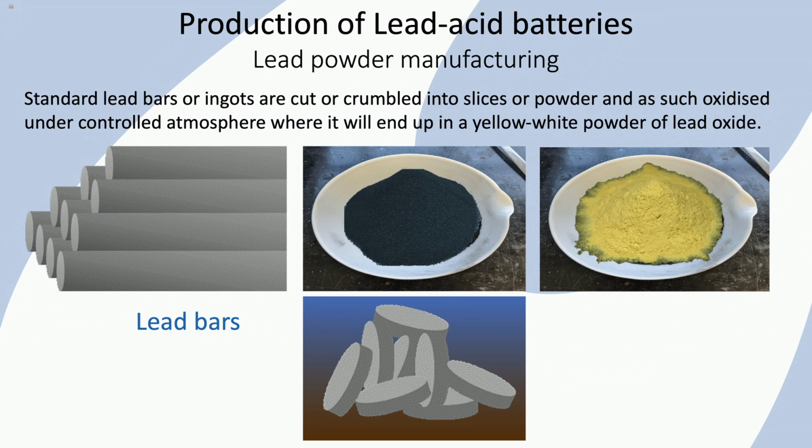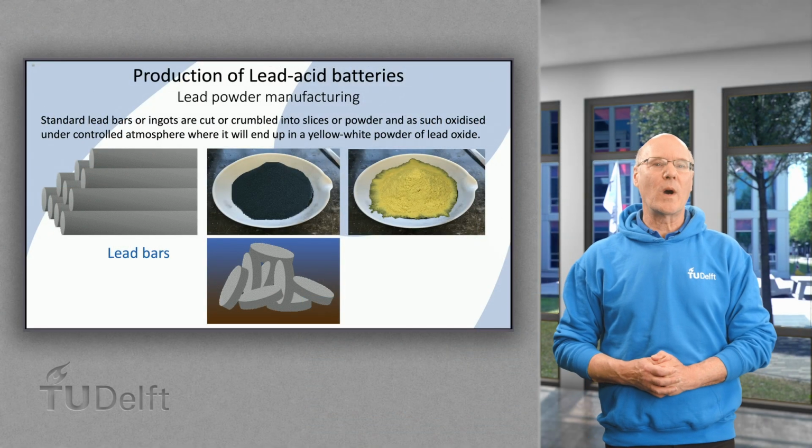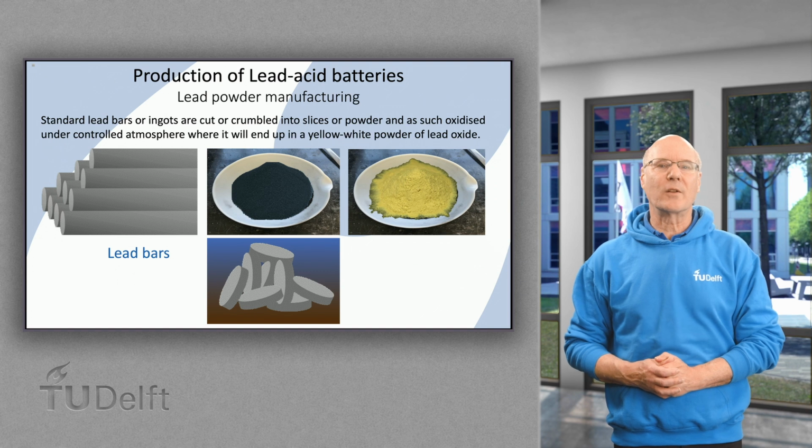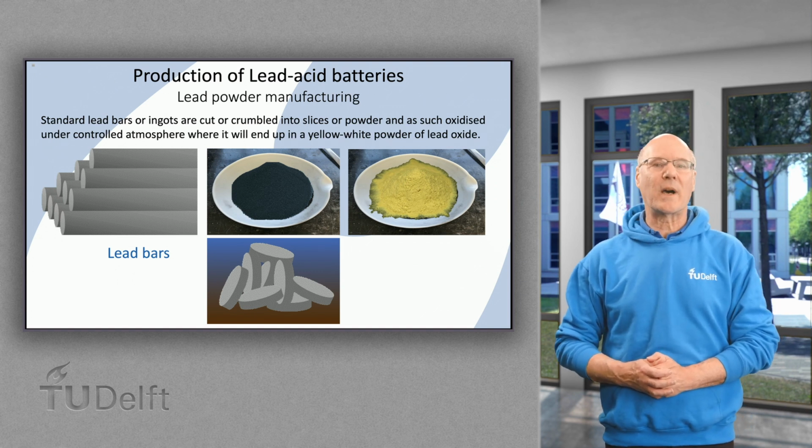The active component of a lead-acid battery obviously is lead. Standard lead bars are crumbled into slices or powder, and as such oxidized under controlled atmosphere, where in the end a white and yellowish powder of lead oxide is being formed. This powder is referred to as lead powder.